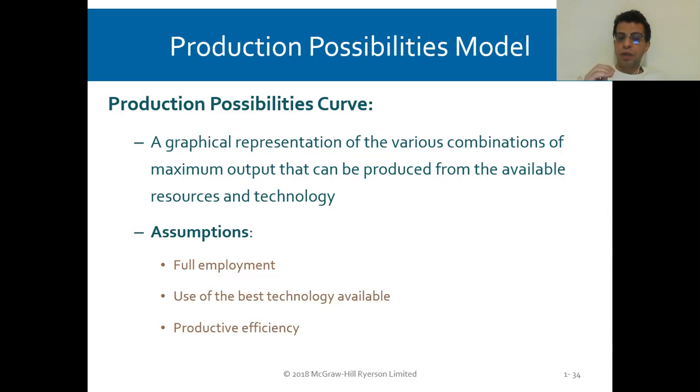There are assumptions: full employment, the best technology available, and productive efficiency. We bring back the same example, cutting trees. If I focus only on cutting trees, I can cut 10 trees a day and sew zero clothes. But if I decide to sew one shirt a day, then I might not be able to cut 10 trees, because my maximum is 10 trees, and I'm using the chainsaw, the best technology.